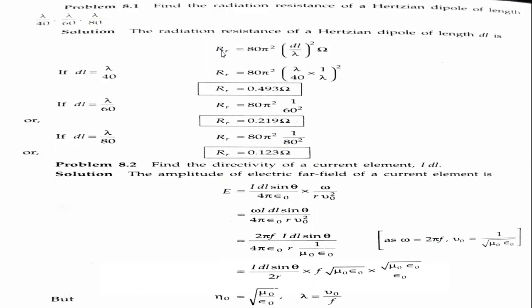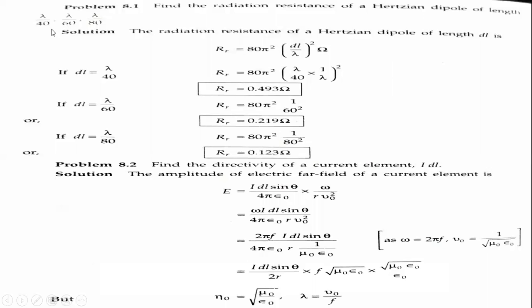R_r is equal to 80 pi square into (dl by lambda) whole square. We are aware that radiation resistance is measured in ohms, dl is the differential length, and lambda is the wavelength. How did we get this 80? We have already derived these expressions. So what is the unknown here? If you observe, 80 will be as it is, pi square will be as it is.